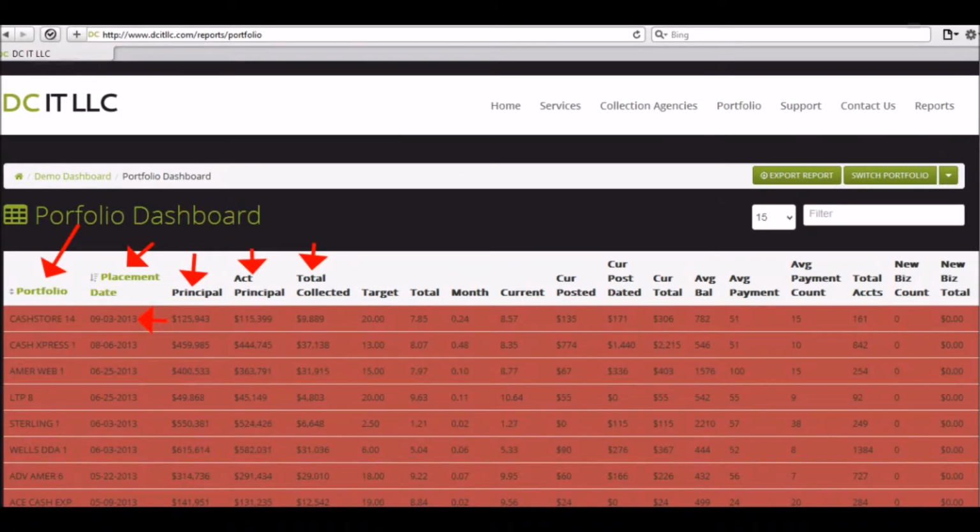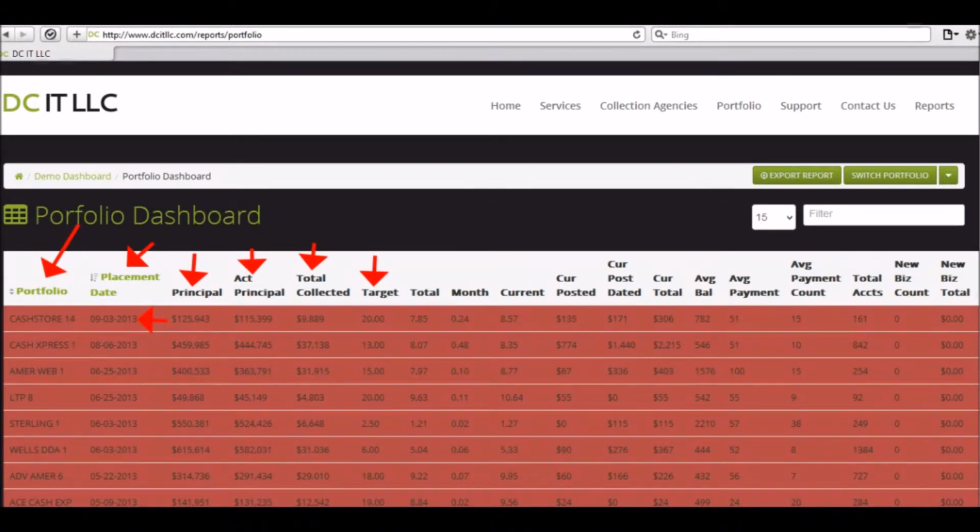Next is the target column. This is the target liquidation rate you set as a percentage goal to achieve. If you want to collect 20% on a portfolio, then that percentage will show in this column. Think of it as your liquidation goal.